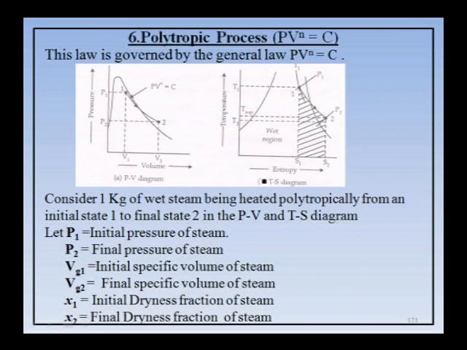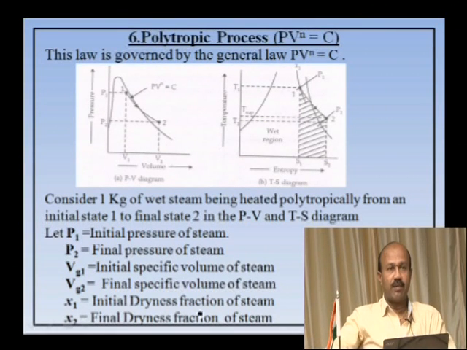Okay, next, the sixth process is the polytropic process. This law is governed by the general law PV to the power of n is equal to constant. This power is for only V. This n is called the polytropic index. PV to the power n is equal to constant.